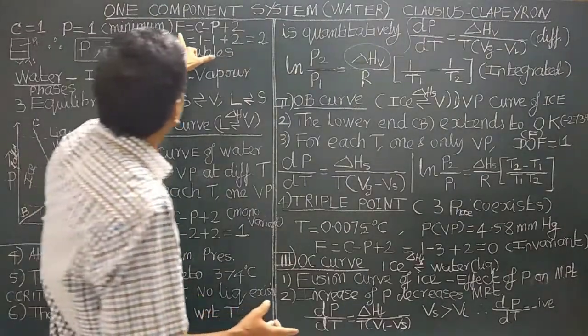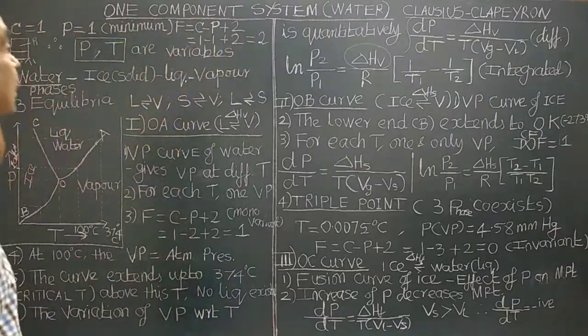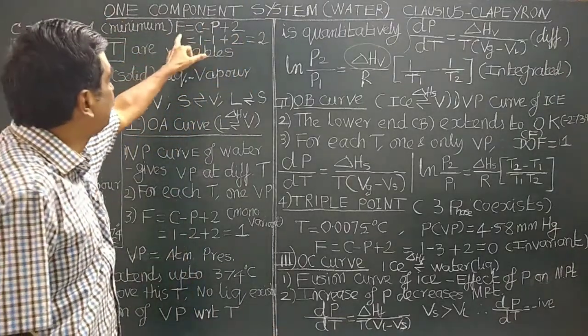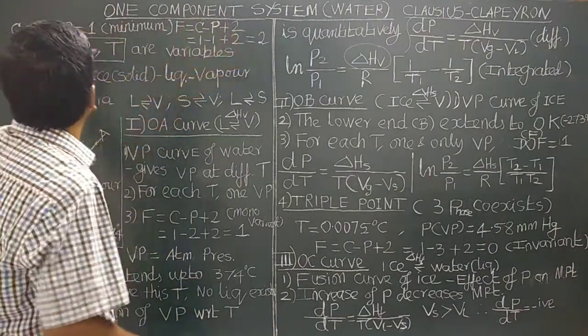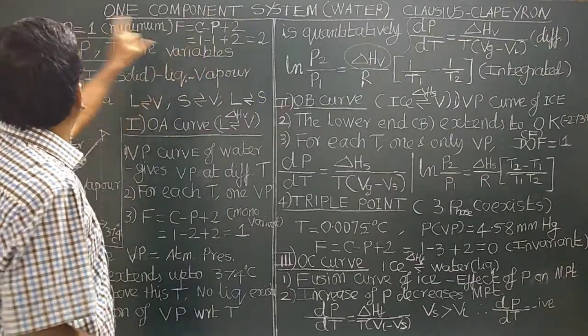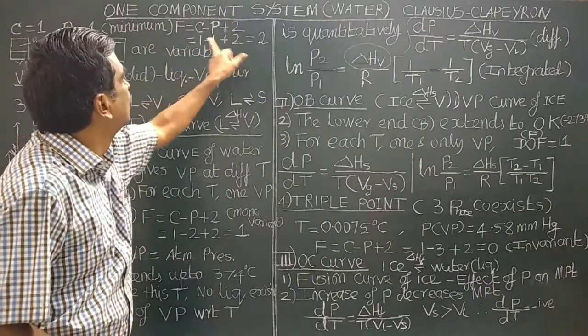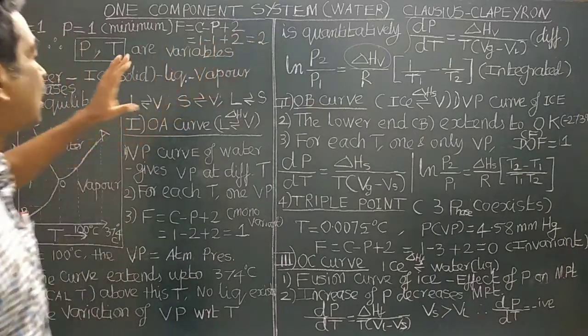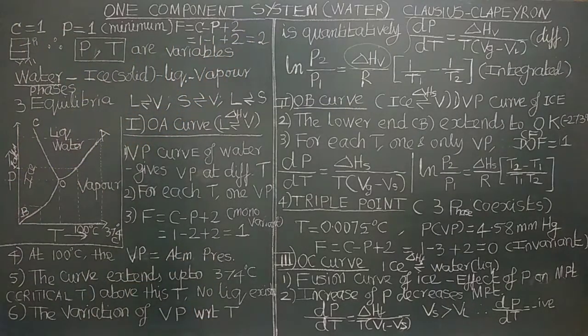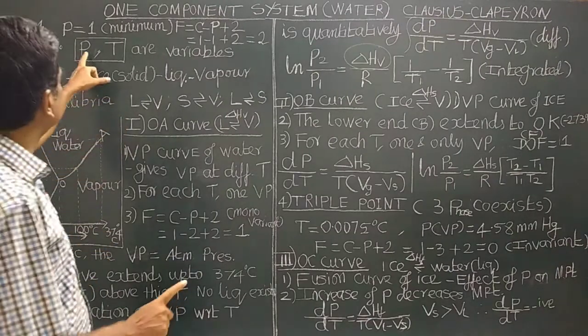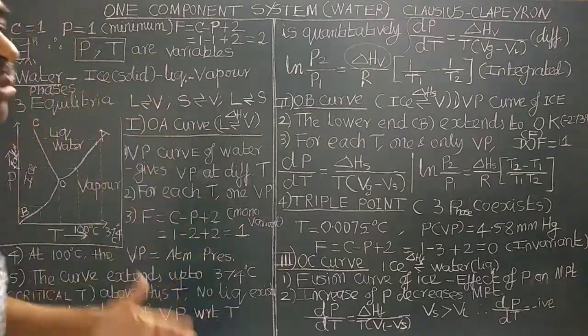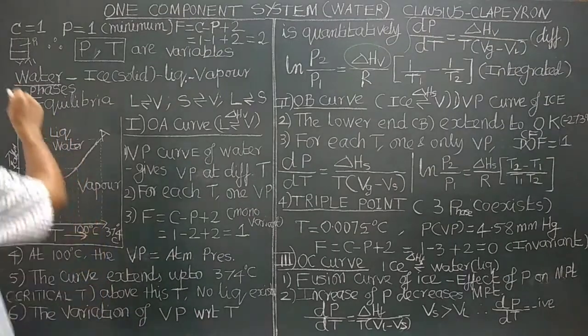Therefore, let us now apply the phase rule we have studied earlier, in the previous class. F equal to C minus P plus 2. Now you see, put C equal to 1, P equal to 1, then cancel 2. Therefore, for the water system, there are two variables required to define the system completely. Okay, so this is the point here.